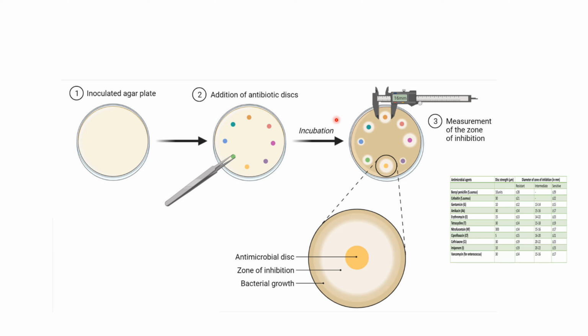After that, we will get the result or observation like this. That means in some discs we can see more zone of inhibition, and in some discs we can see no or less zone of inhibition. We will measure the zone of inhibition with the help of a scale, and after that, we will compare the zone of inhibition with the standard chart. And we will interpret the result whether the organism is resistant, sensitive, or intermediate to that particular drug.